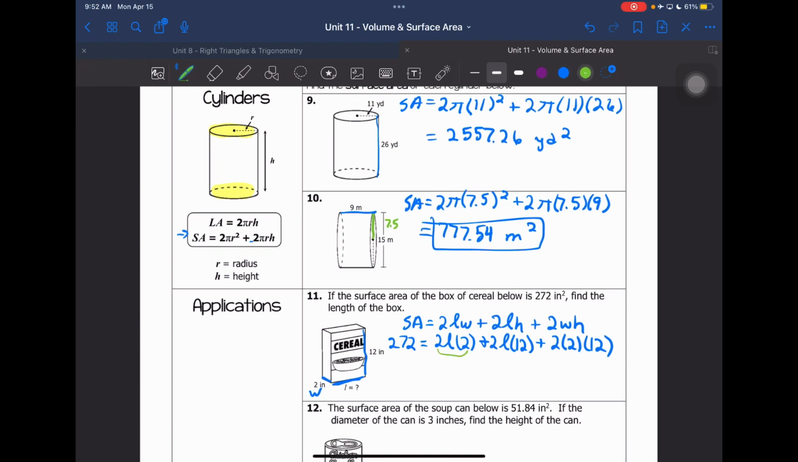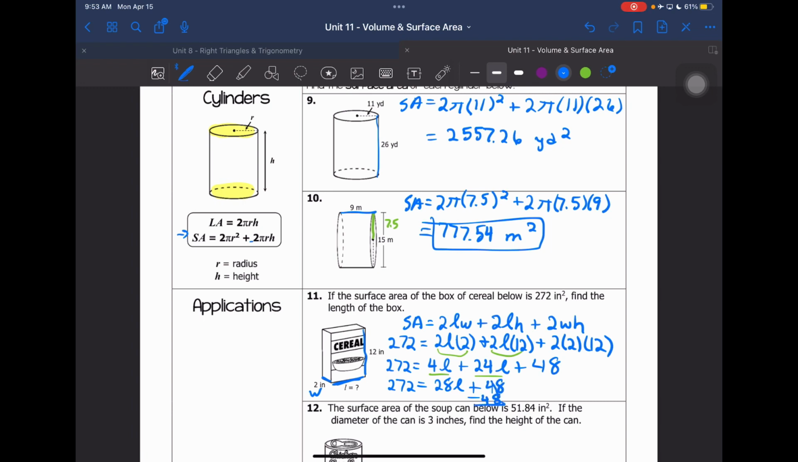I can multiply these two together. So 272 is equal to 4L, because 2 times 2 is 4. I can also multiply these two together. 2 times 12, that would be 24L. And then I can take 2 times 12 times 2, or 4 times 12 is another way to think about that. That would be 48. Then I need to combine some like terms. So this and this go together because they both have an L attached to them. So 4L plus 24L is 28L plus 48.